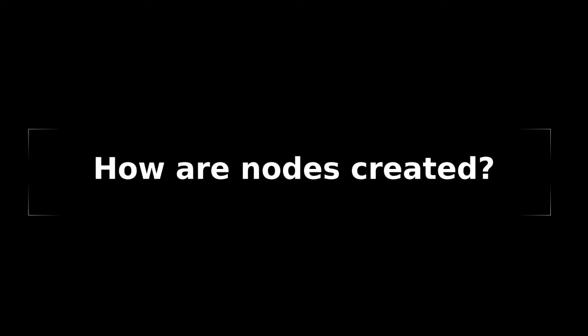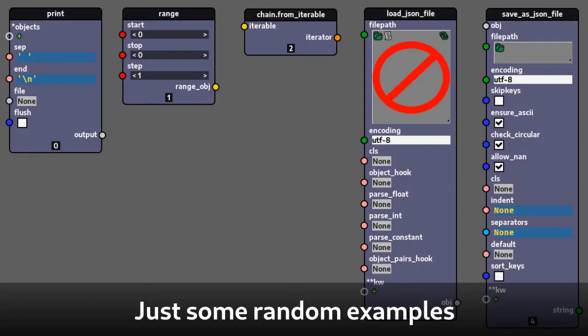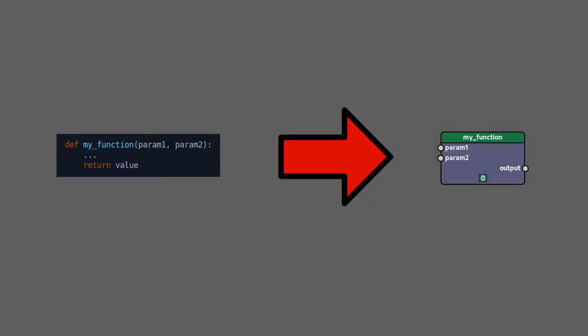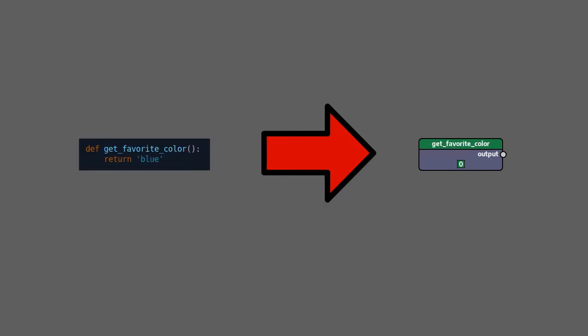So how exactly are these nodes created? Well, some nodes are already included out of the box by default. However, to really tap into the full potential of the app, you are encouraged to create your own nodes from your own Python functions. Yes, all you need is a Python function and the app will turn it into a node for you. That is, it will nodezate your functions. Please, let me show you with some examples.